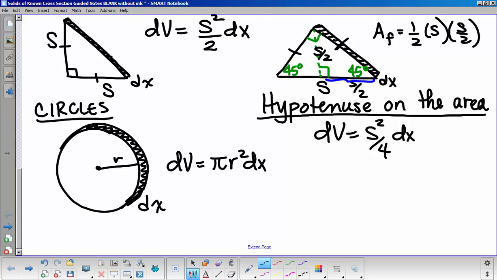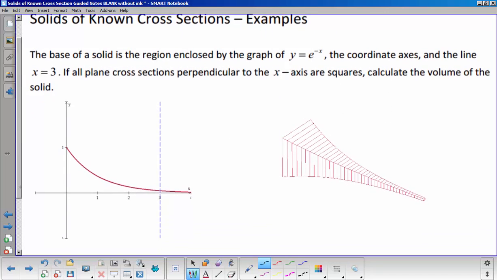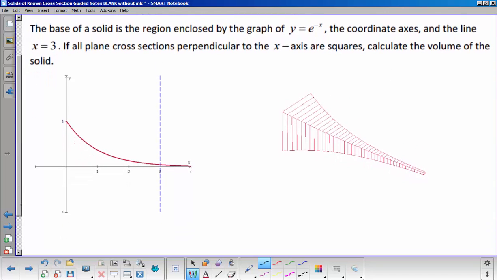Okay, so let's work some problems. We'll make some shapes in just a minute. In this problem, the base of a solid is the region enclosed by the graph of e to the negative x, coordinate axes, and the line x equals 3. If all plane cross-sections are perpendicular to the x-axis, so I'm going to call that a dx, calculate the volume of the solid.